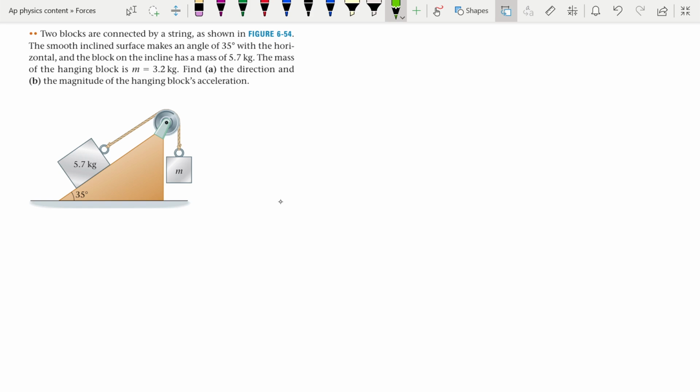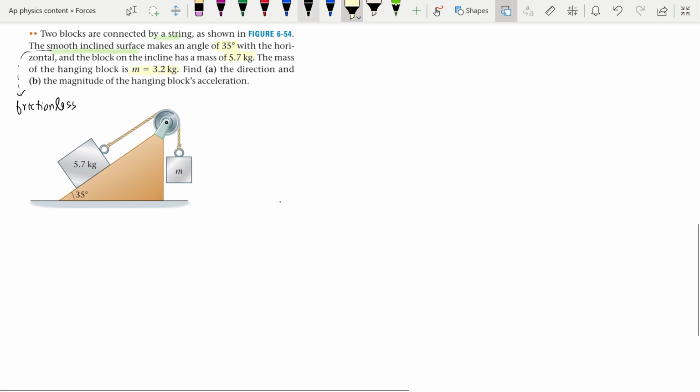Two blocks are connected by a string, and the surface on which this block can move is a smooth inclined surface, which indirectly means it's frictionless. So there will be only two forces exerted on it, which I will show you when I draw the free body diagram. The angle of the ramp is 35 degrees, and the mass is 5.7 kg, whereas this one is 3.2 kilogram.